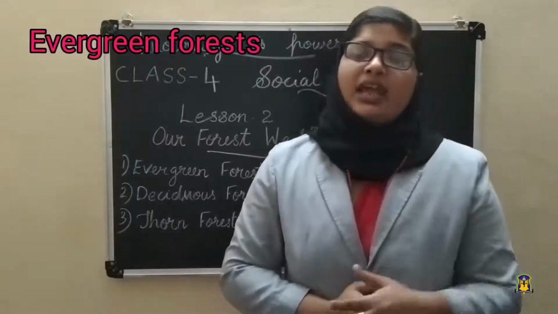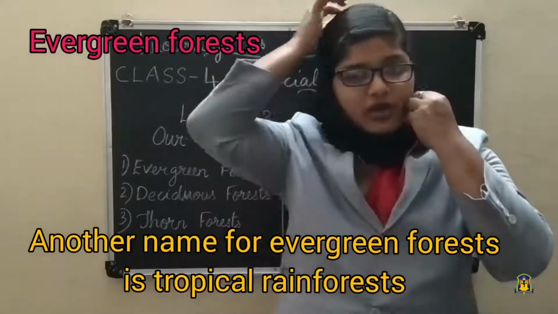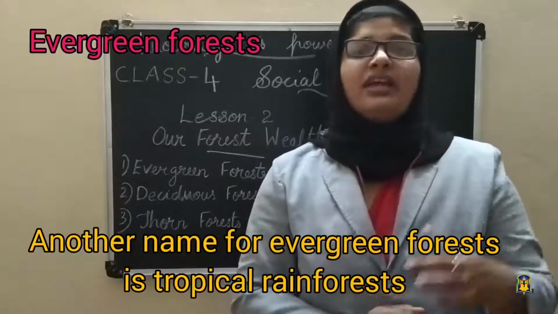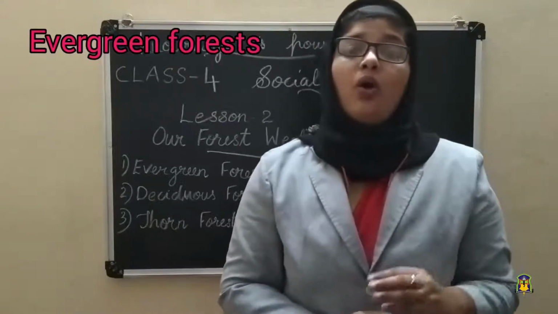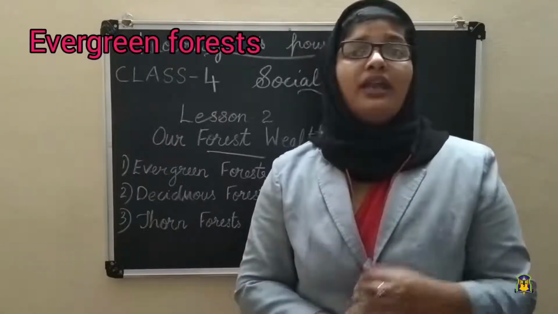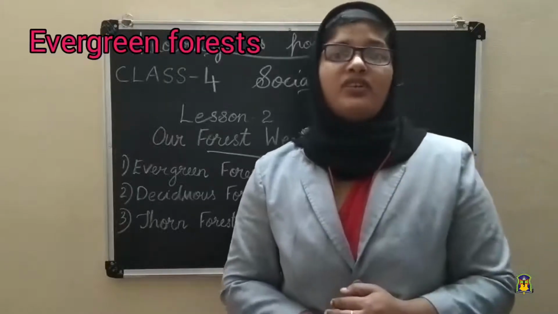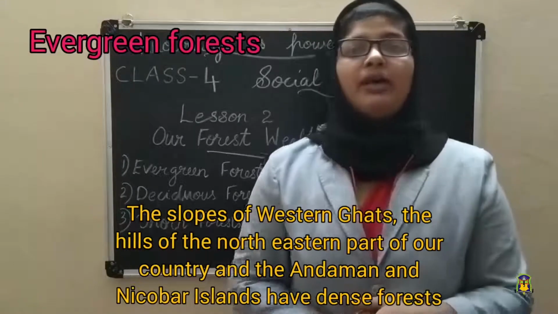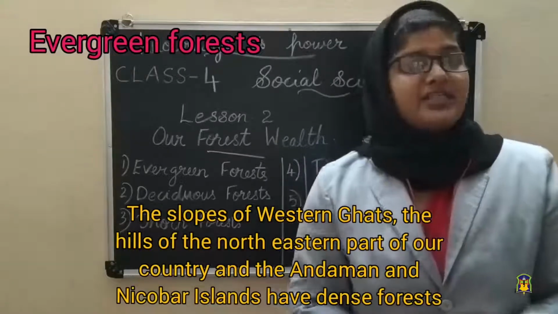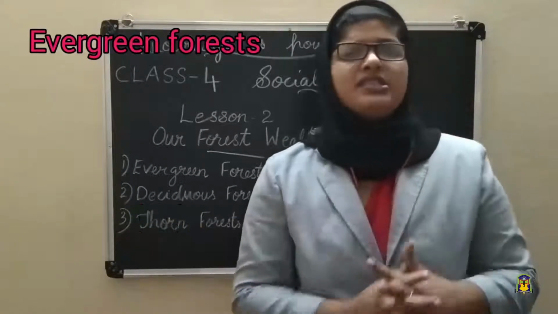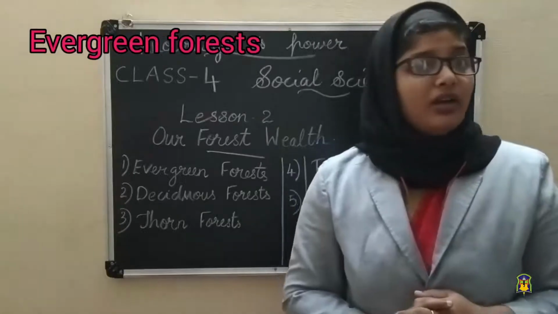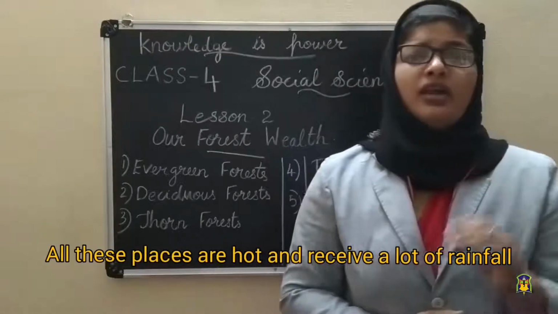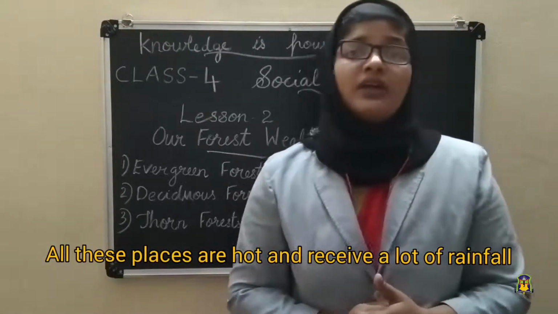So once again, evergreen forest is also known as tropical rainforest. These forests are found in hot and wet region. The slope of Western Ghats, the hills of northeastern part of our country and the Andaman and Nicobar Island have dense forest. All these places are hot and receive a lot of rainfall.